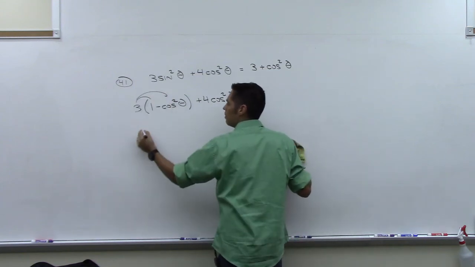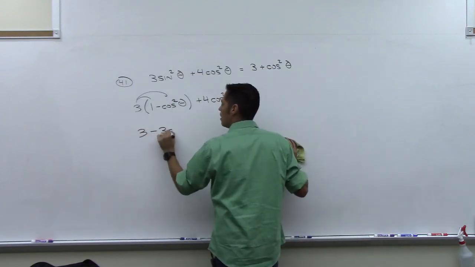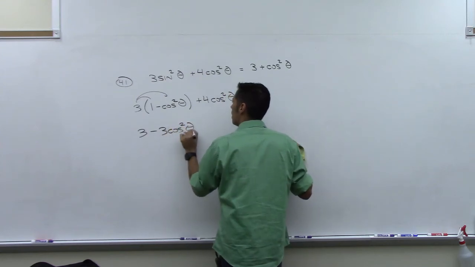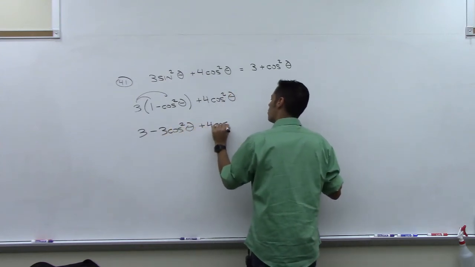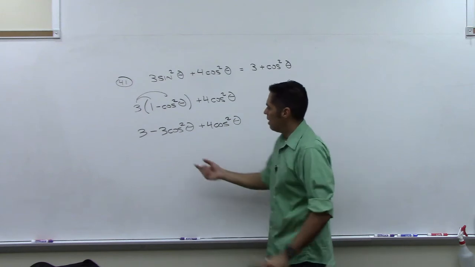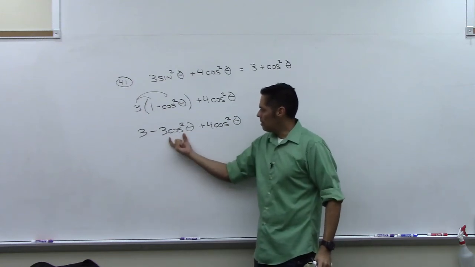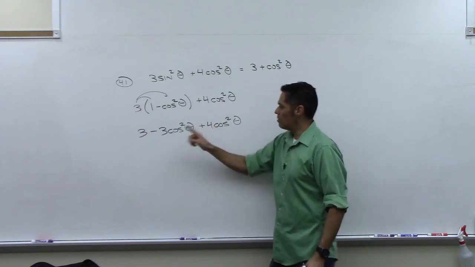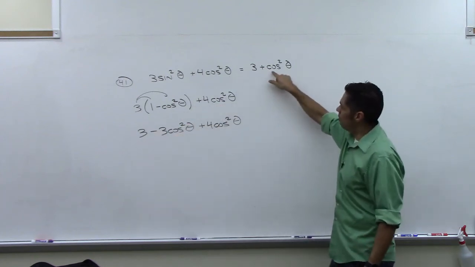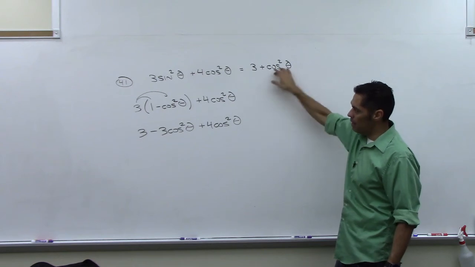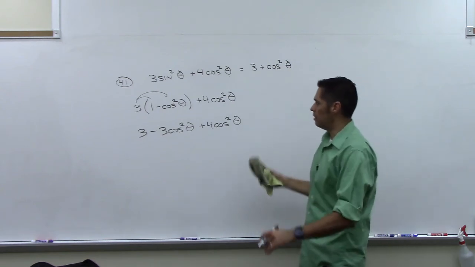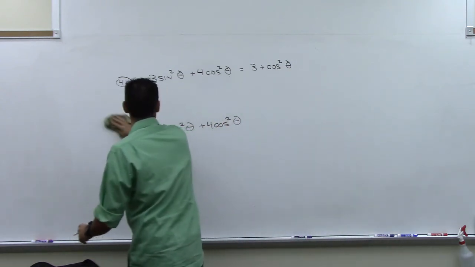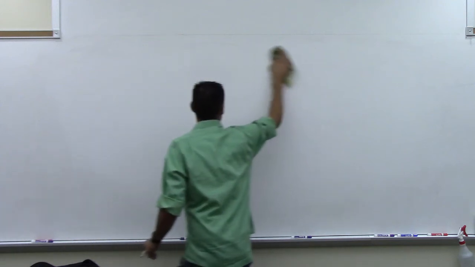I'm going to figure out what this is. Distribute my 3 through. I've got 3 minus 3 cosine squared theta plus 4 cosine squared theta. And notice now that I have negative 3 of these and plus 4 of them. When I put them together, I get 1 of them. So I'm going to have 3 and then plus 1 of those cosine squared thetas. So that works also. That's pretty clean. Doesn't require any kind of crazy little arithmetic.